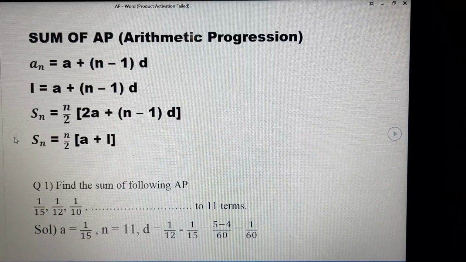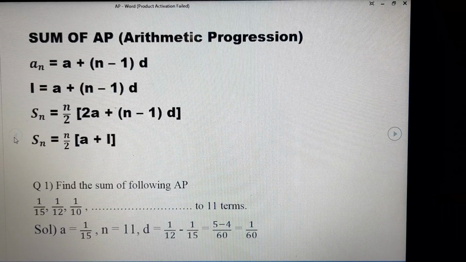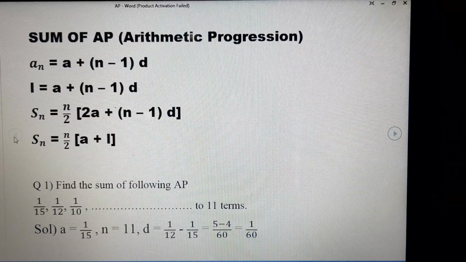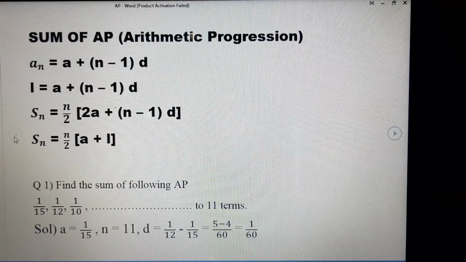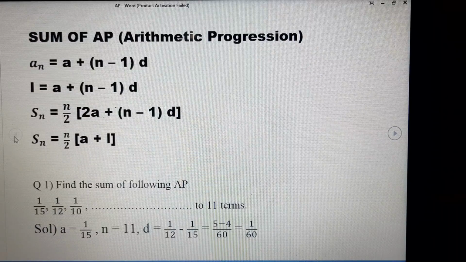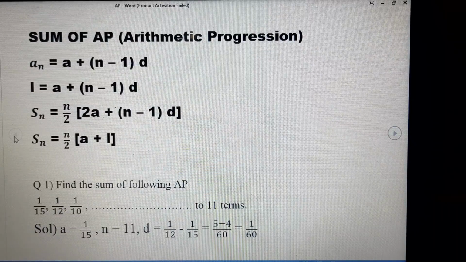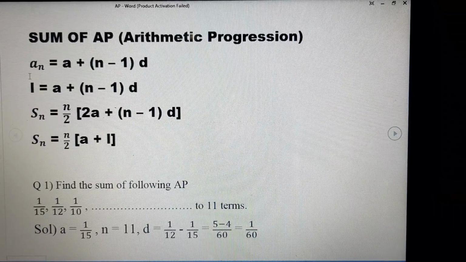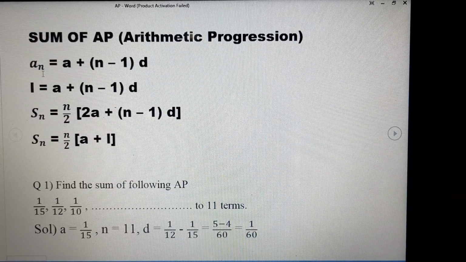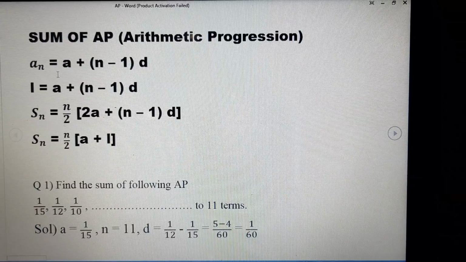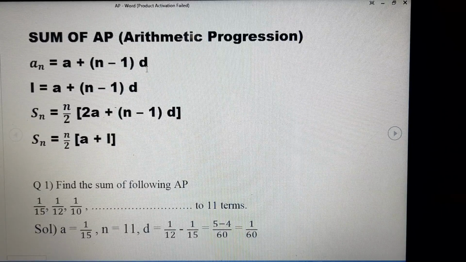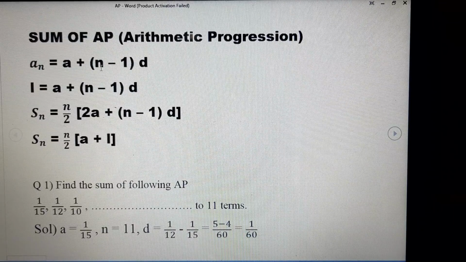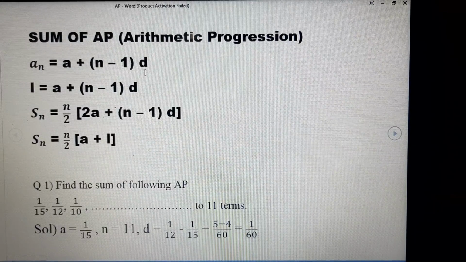Before that, I just want to revise all the formulae which you have studied, and I want to introduce the formula which we are going to use in this exercise. So in the previous topic, you have studied an is equal to a plus n minus 1 into d. Means the general term, nth term of the arithmetic progression, will be a plus n minus 1 into d, where a is the first term, n is the number of terms, and d is the common difference.